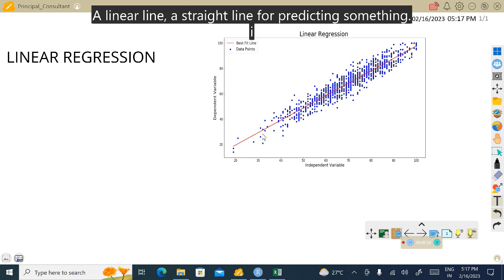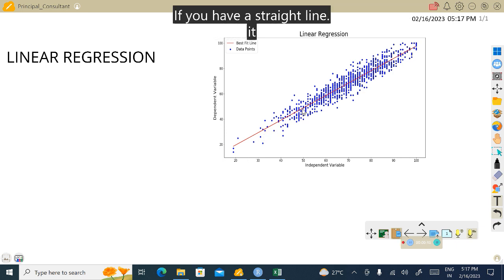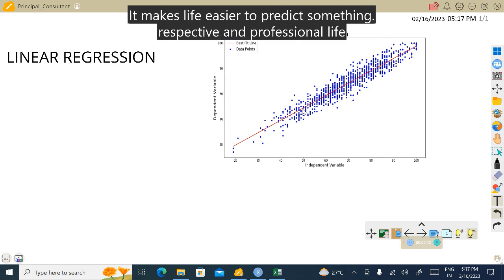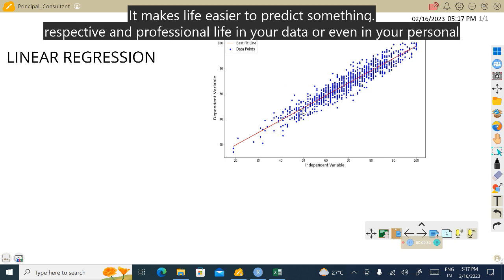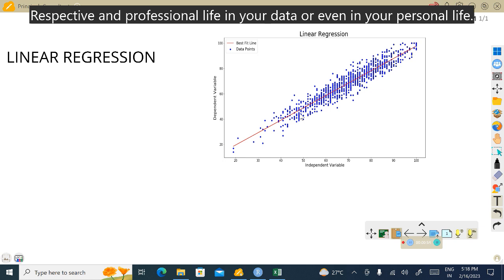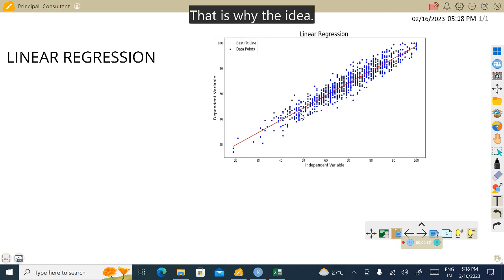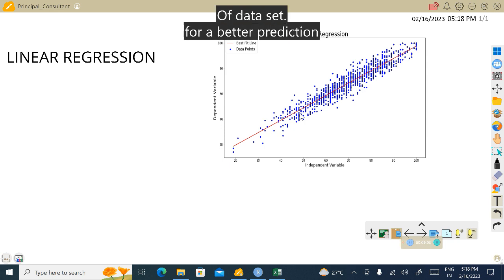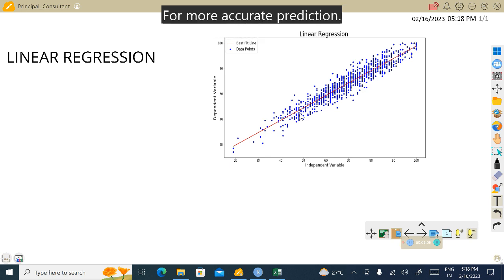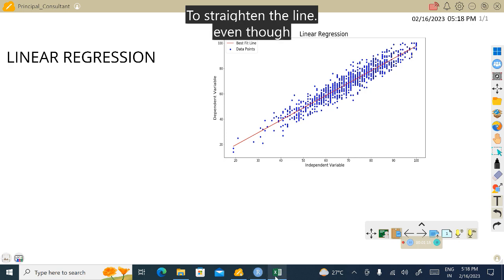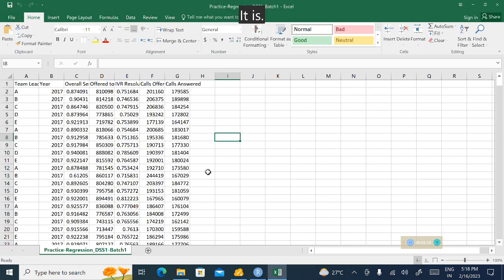If you have a straight line, it makes life easier to predict something, irrespective in professional life, in your data, or even in your personal life. That is why the idea is to straighten the line of a data set for a better, more accurate prediction. Hence, we transform the data to straighten the line, even though it is very rare when you get a data with a straight line.